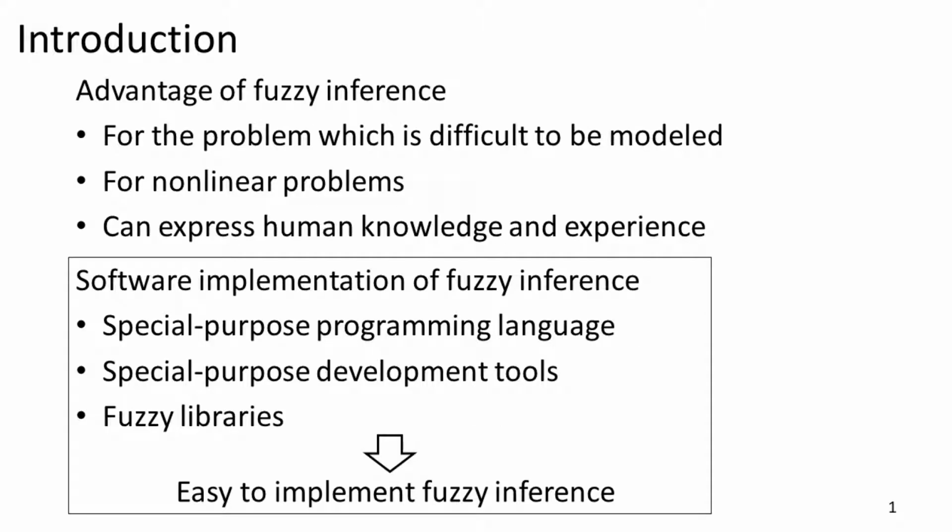Introduction. Fuzzy inference has been used in a variety of fields because it has an advantage for problems which are difficult to model, such as nonlinear problems, and can express human knowledge and experience. For software implementation of fuzzy inference, special purpose programming languages, special purpose development tools, and fuzzy libraries are usually used for easy implementation.